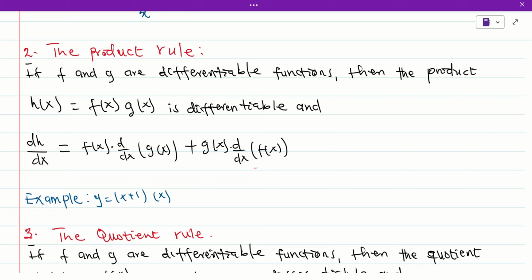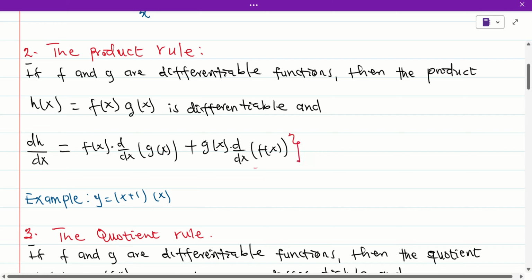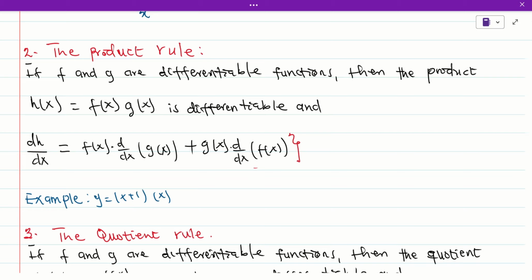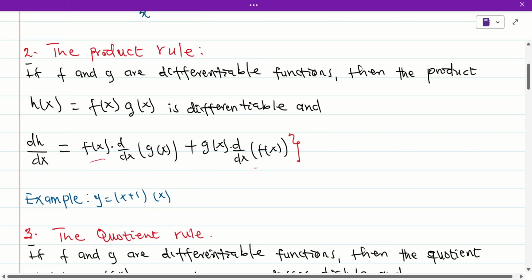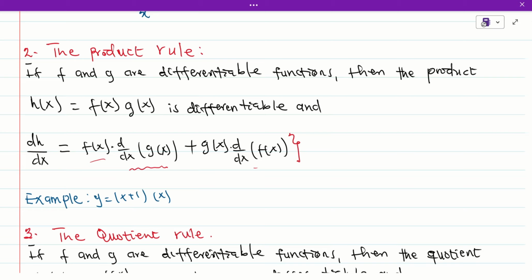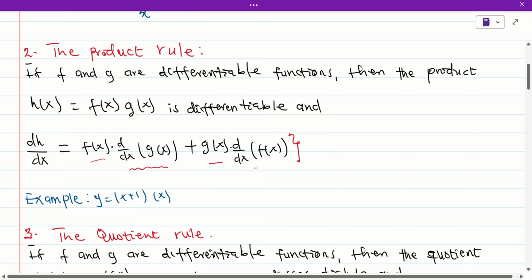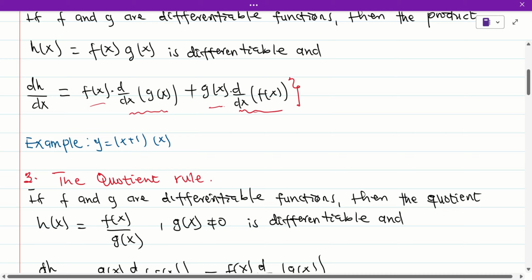So here, when you take a critical look at this, you can see that we hold f of x constant, then we differentiate the g of x, plus, on the other side, we hold g of x constant, then we also differentiate what? f of x. Okay, all right.